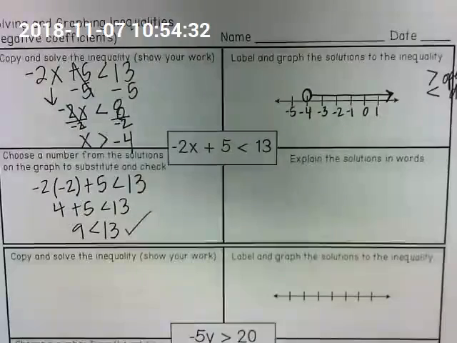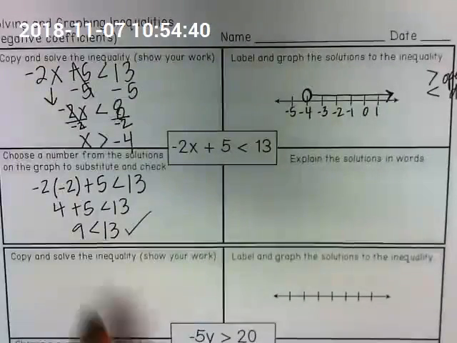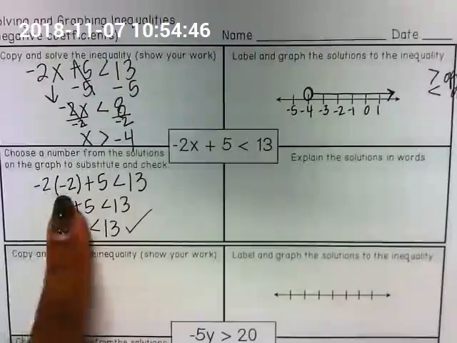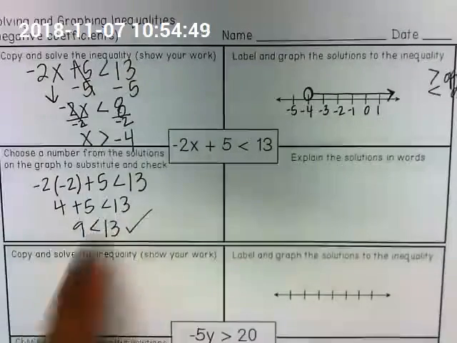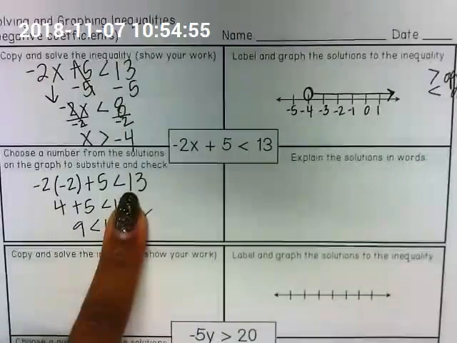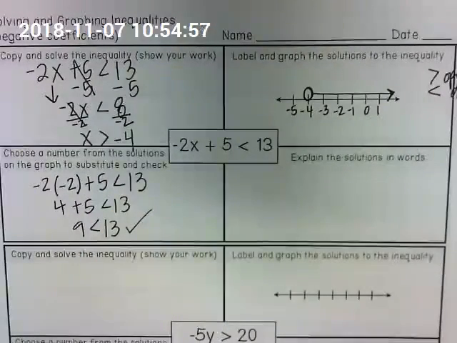Now, if we had done it wrong, and the arrow was going the opposite direction, and we decided to plug in negative 5, negative 5 times negative 2 would give us positive 10, and positive 10 plus 5 is what? 15. And is 15 less than 13? No. So right there, it would have told us your arrow's going in the wrong direction. That answer is not correct.